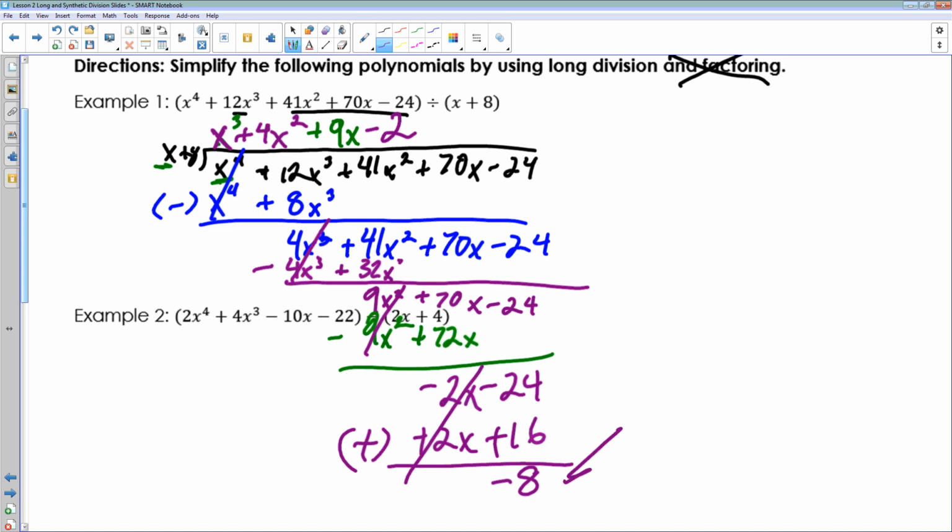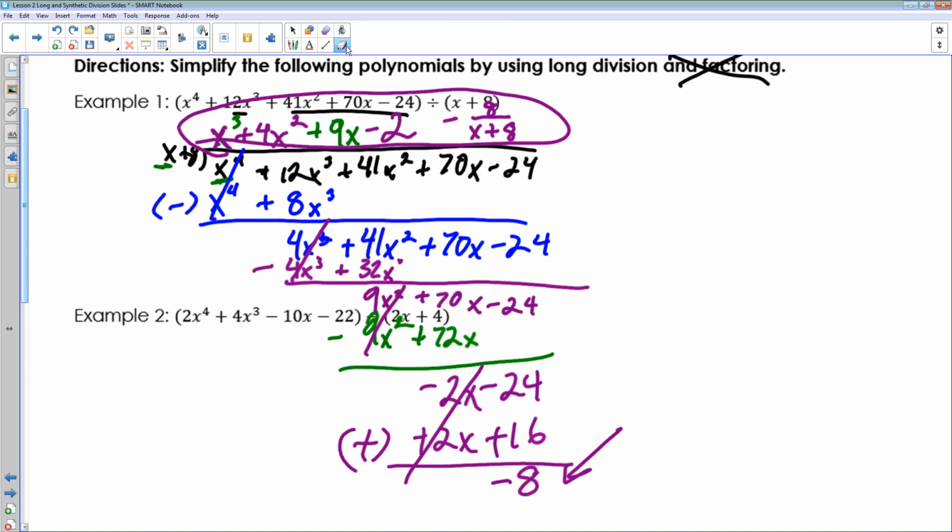This right here is a remainder, right? Because x can't divide evenly into negative 8. So because of that, all right, this is how we would write it. We would say minus 8 over x plus 8, because we literally can't go in any more times. So we still have that negative 8 divided by that x plus 8. And then this is our quotient, our final answer there.